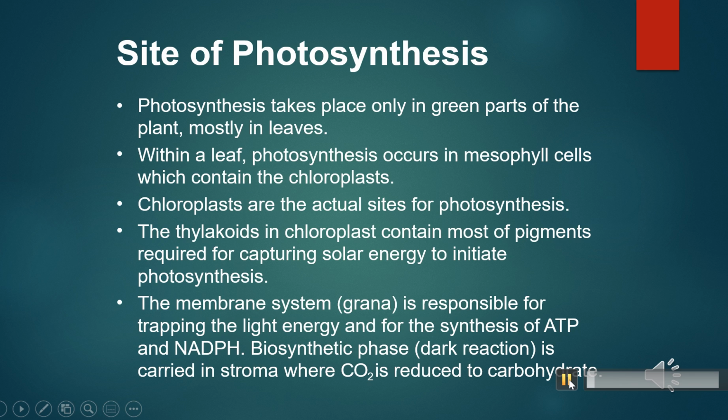Site of photosynthesis. Photosynthesis takes place only in green parts of the plant, mostly in the leaves. Within a leaf, photosynthesis occurs in mesophyll cells of plants, which contain the chloroplast. Chloroplasts are the actual sites for photosynthesis. The thylakoids in chloroplast contain most of the pigments required for capturing solar energy to initiate photosynthesis. The membrane system, grana, is responsible for trapping the light energy and the synthesis of ATP and NADPH. The biosynthetic phase, that is the dark reaction, is carried out in stroma, where carbon dioxide is reduced to carbohydrate.